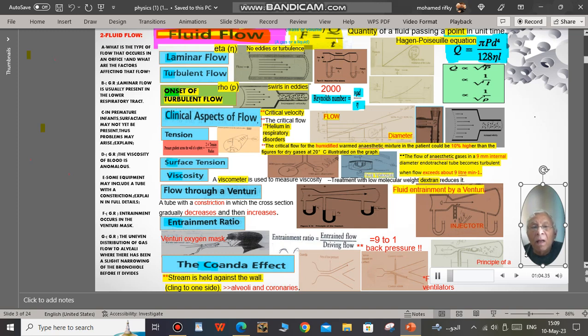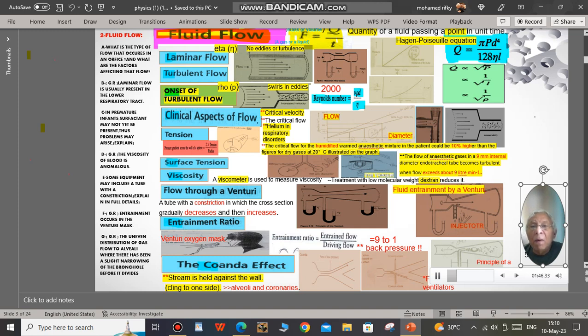On the other hand, the turbulent flow, as we can see, swirls in eddies, and it creates a line which is not straightforward, and it needs doubling the pressure to yield the required flow. These are the factors that control the laminar flow, called the Hagen-Poiseuille equation, where the numerator contains pi, the pressure difference, and the diameter to the power of 4, and in the denominator we find the constant 128, the viscosity, and the length.